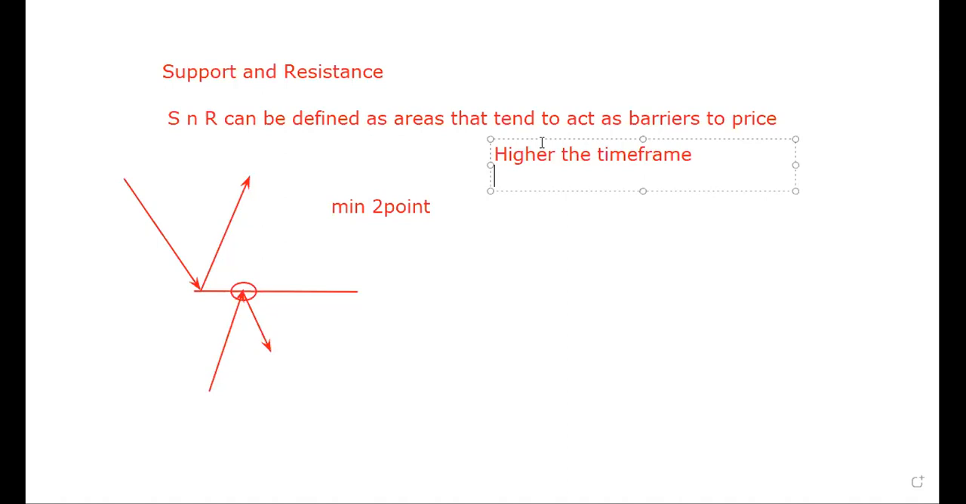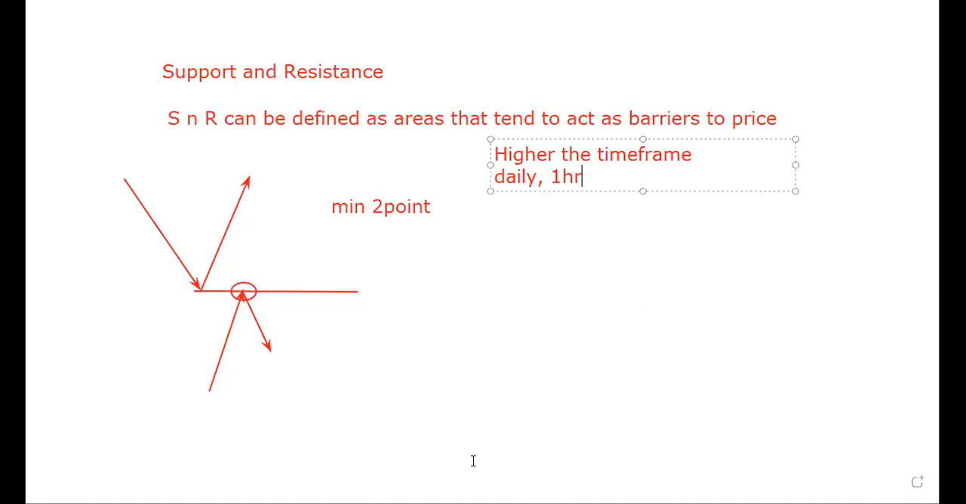Now, this means that if you see a support or a resistance on a daily time frame, it tends to be stronger than the support or resistance on a 1 hour time frame. When you see a support or a resistance on a weekly time frame, it tends to be stronger than the support or resistance on a daily time frame. So the higher the time frame where you're spotting this support or resistance, the stronger the level of support or resistance.